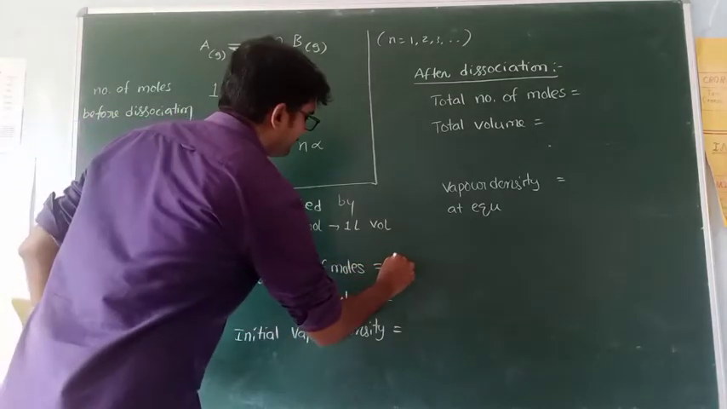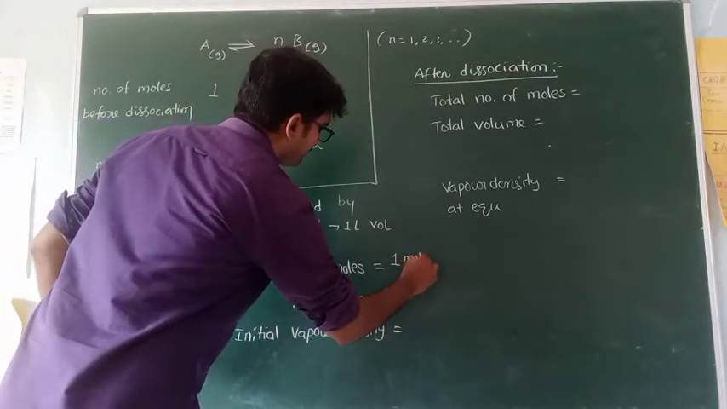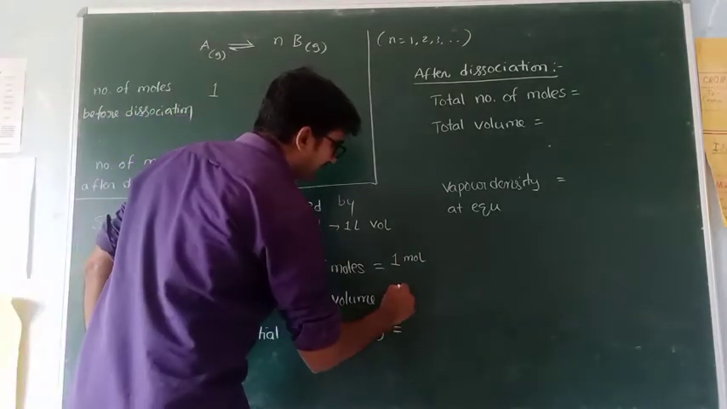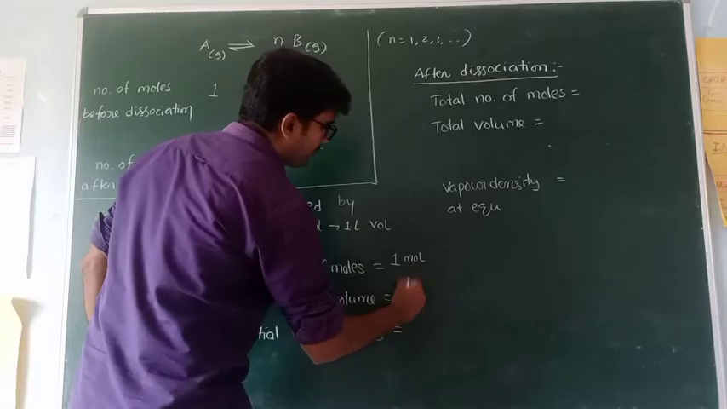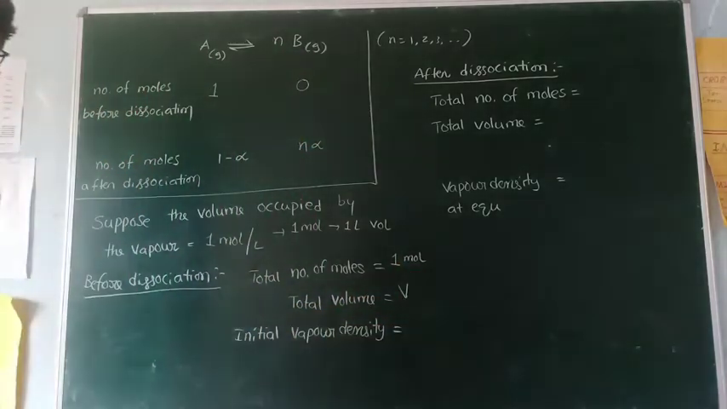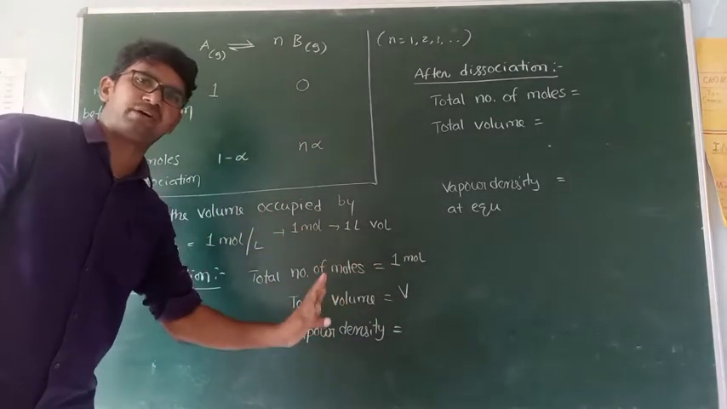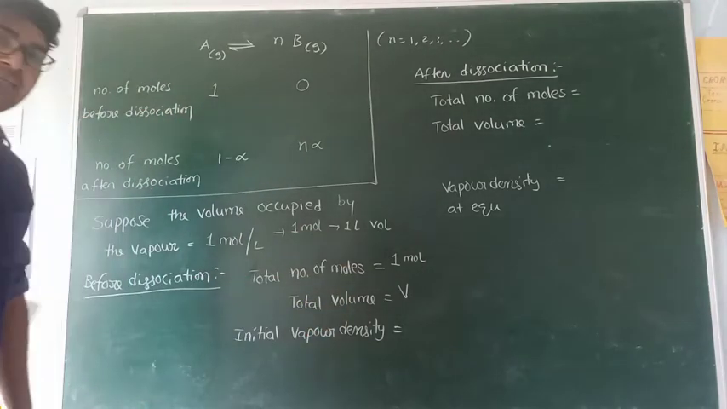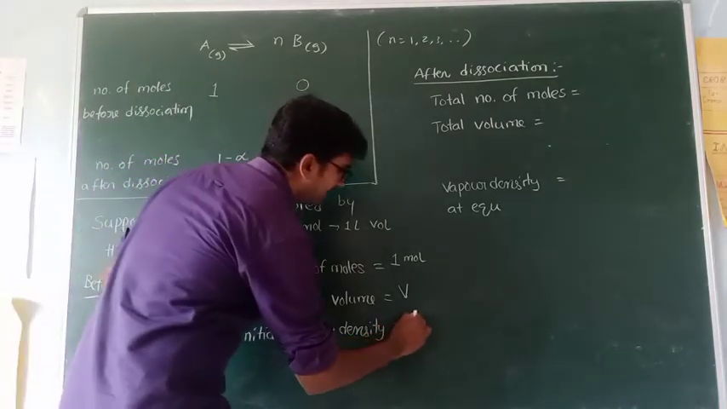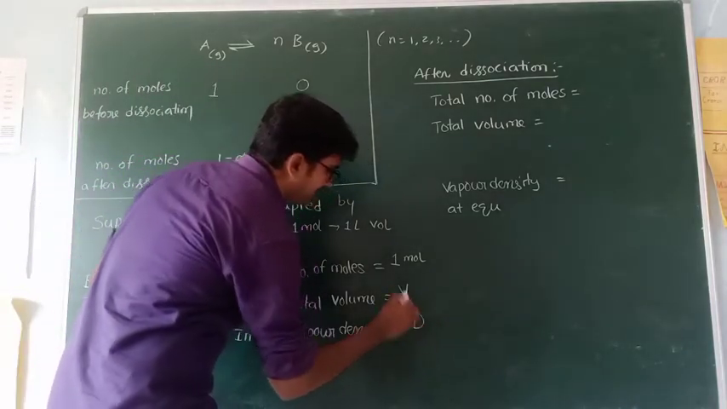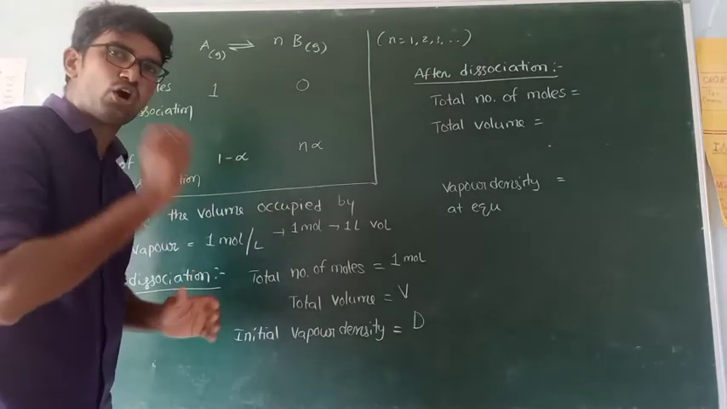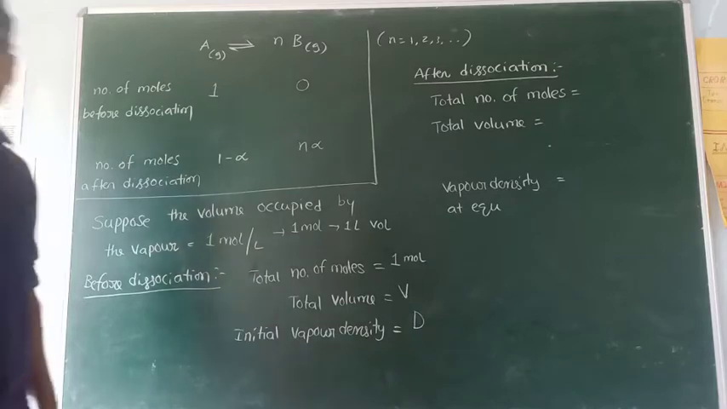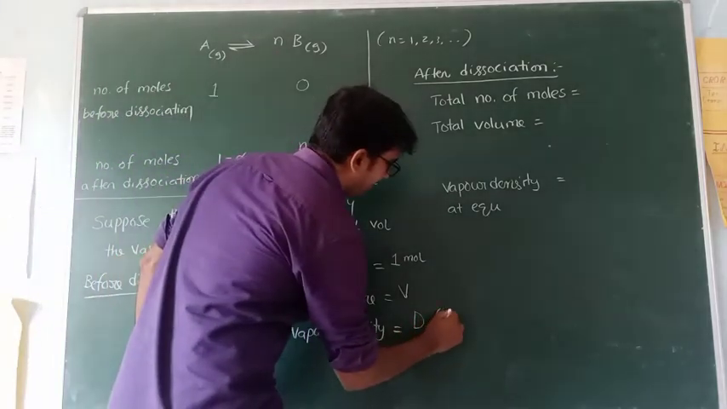Before dissociation, before starting the reaction, total number of moles is only 1 mole. Total volume is taken as V, meaning 1 liter here. 1 liter is equal to 1 V. Initial vapor density, I will take one symbol, that is D. Initially the vapor density means how much density the gas has. That is taken as D. So it is a theoretical value.